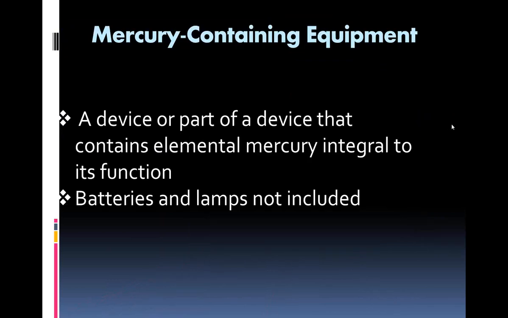So let's talk more about mercury-containing equipment. Basically, the EPA's definition of mercury-containing equipment is a device or part of a device that contains elemental mercury integral to its function. So if it has mercury in it and it needs mercury in it in order to work, then it's universal waste, or it's mercury-containing equipment. Batteries and lamps or bulbs are not included, and that's because they're regulated separately as universal waste.